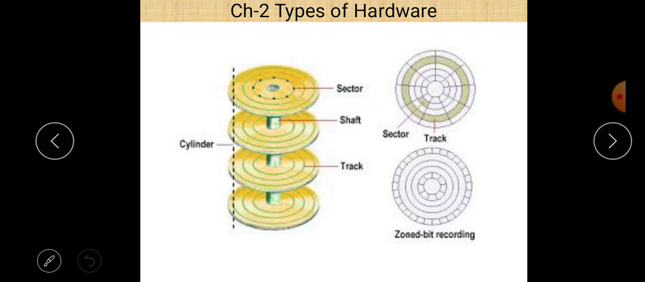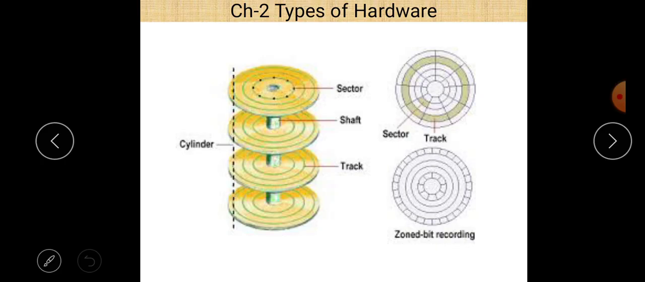Then magnetic disk. The most common example of magnetic disk is a hard disk, which can store the data permanently. Hard disk basically divides into different platters. Platters are again divided into cylinders. Cylinders are again divided into sectors, and sectors are divided into tracks. So this is the basic composition of a hard disk, and we are able to read and write data in a hard disk when the access arm rotates over the platters.